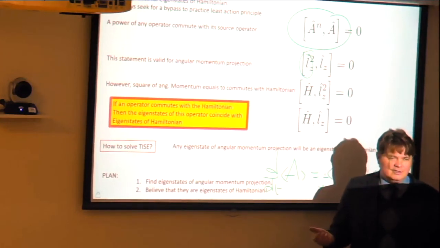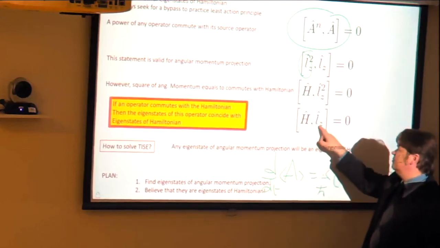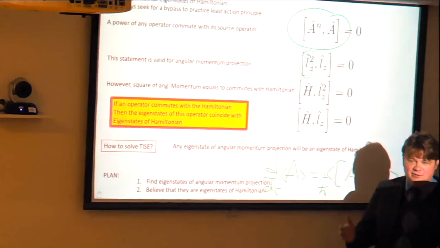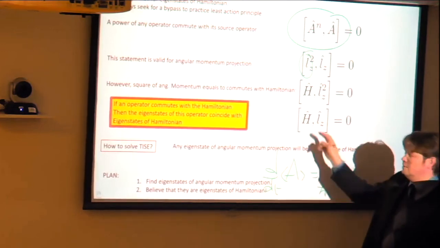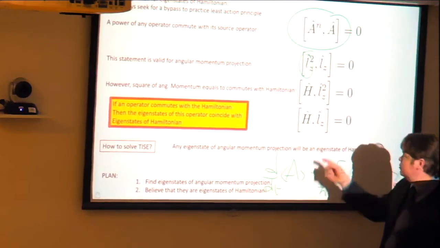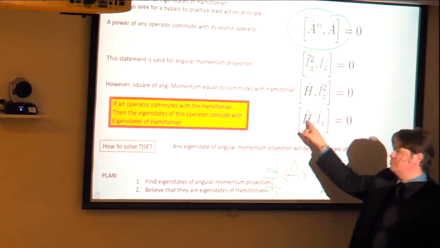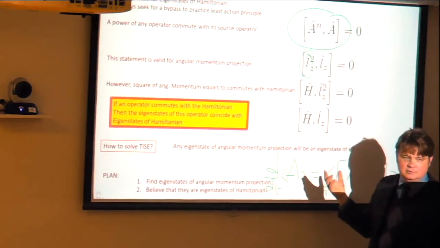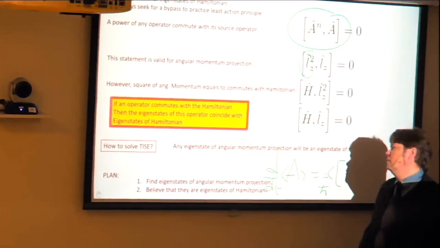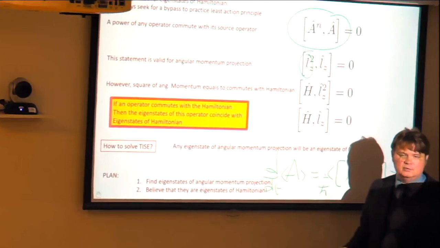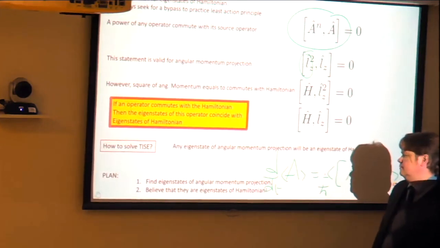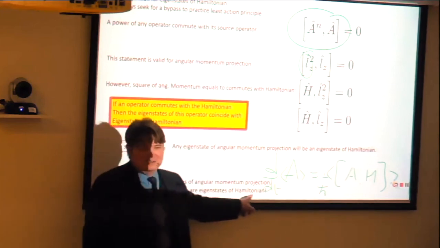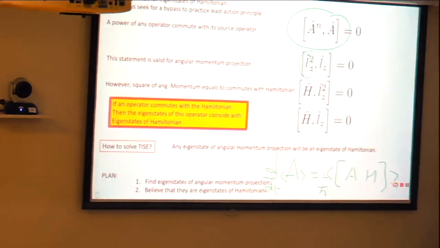So instead of finding eigenstates of the Hamiltonian, we can find eigenstates of the L sub z operator, which is simple, just one derivative. But because of this commutation, eigenstates of the L z operator will at the same time be eigenstates of the Hamiltonian. It paves a way to do simpler things first and compose the more complicated set. Find eigenstates of angular momentum projection, and believe that they are eigenstates of the Hamiltonian. Okay, the important information is done.